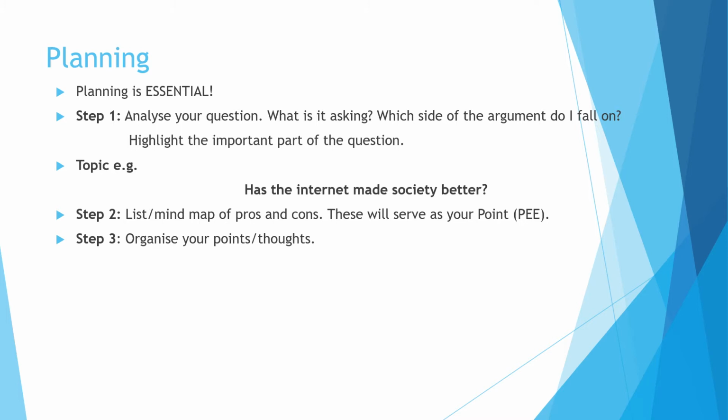Now, let's move on to step 2. Create a list or draw a mind map of the pros and the cons of your topic. They will serve as your P, or your point, example, and explain. If you have watched my other videos about the literature essay, I use the PEEL method. Now this is the PEE method without the L, without the link. Then step 3, you're going to organize your thoughts and points using the PEE method. Let's look at the next slide.